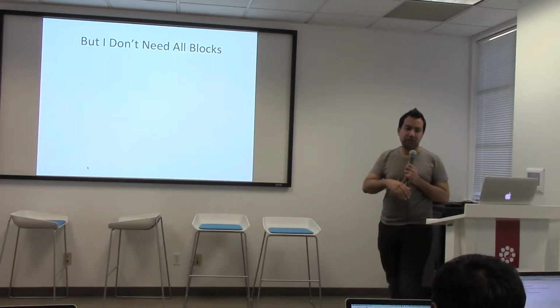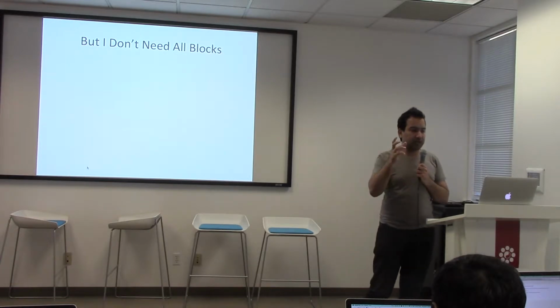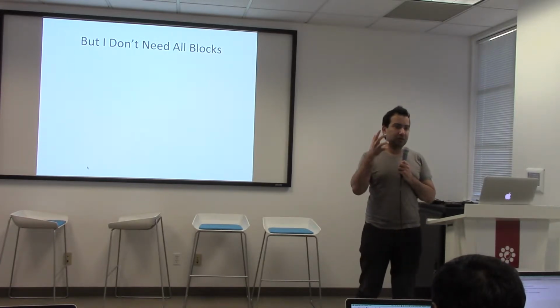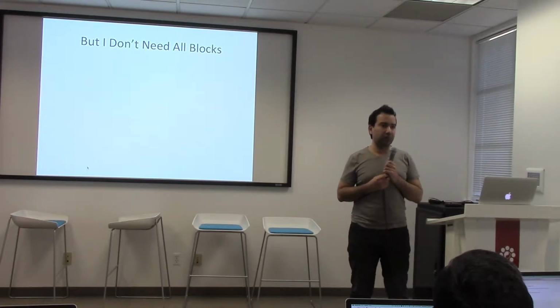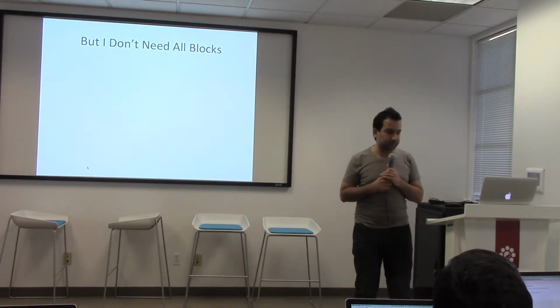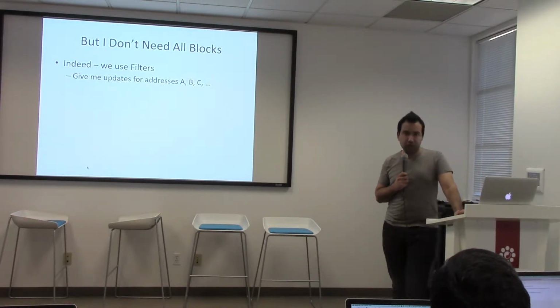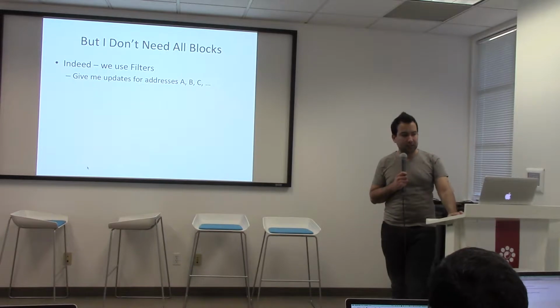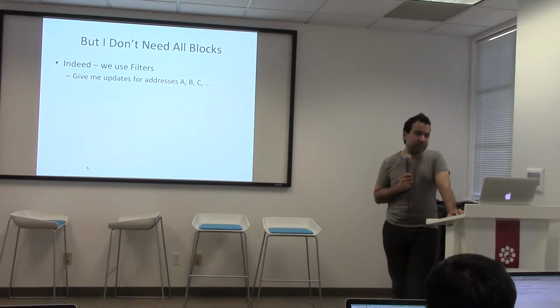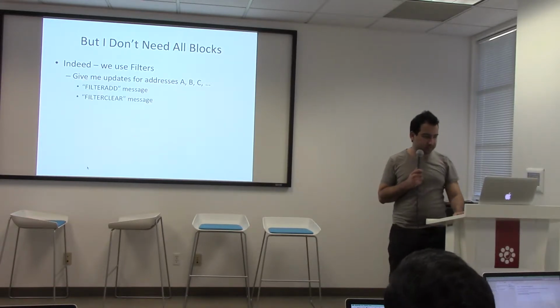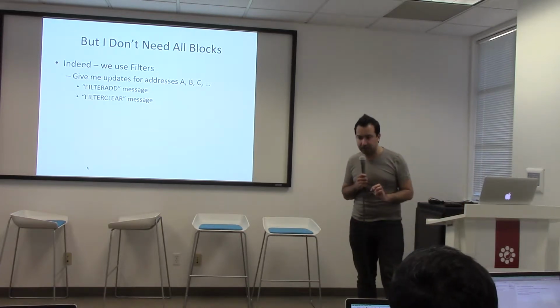So the scenario is I'm running an SPV client, so I'm running an Android wallet. I don't need to know every single time a block is found or transactions are found on the network. All I need to know is what is relevant to me. The way I would do that is use a filter. So I will say, hey, all of my peers, just give me updates for addresses A, B, and C, and so on. So I'm telling them basically the addresses that exist in my wallet, or the addresses that I'm specifically interested in, and that's a bit of a problem. But we'll get to that in a bit.